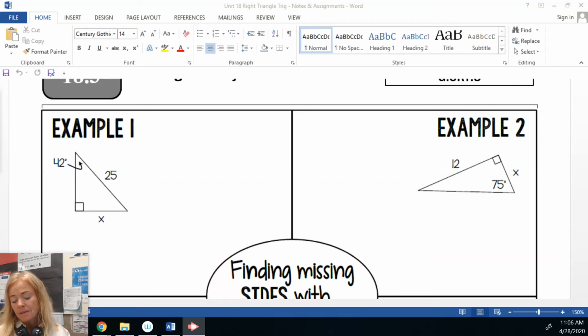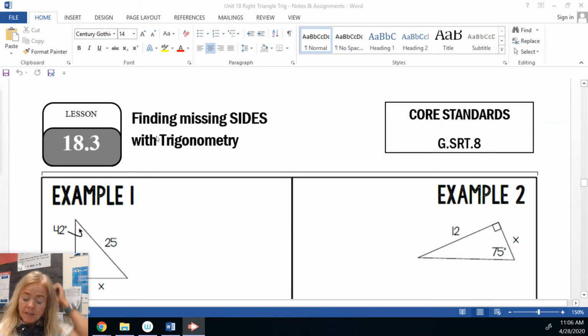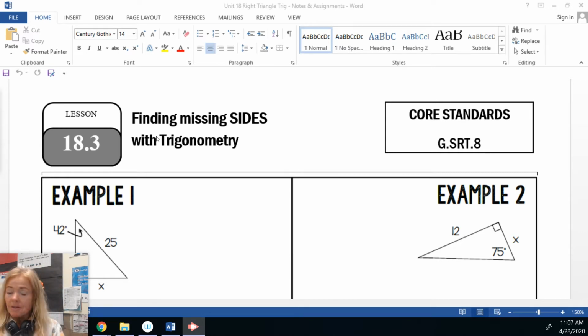We are now on the 18.3 videos. So we're finding missing sides with trigonometry. Now, trigonometry, remember, is a study of measuring triangles. So with trigonometry, we're kind of zeroing in on one little thing, and that is figuring out measures of angles or side lengths of triangles. Triangles only have 3 angles and 3 sides, so we're really zeroing in on a specific aspect of mathematics here.